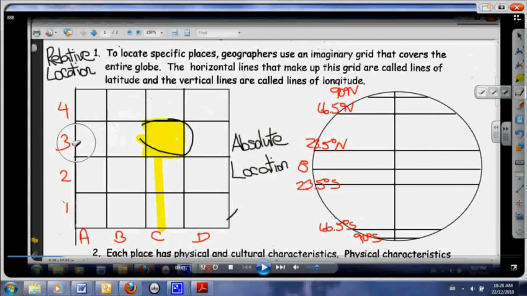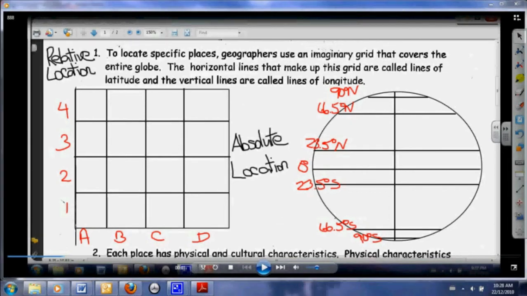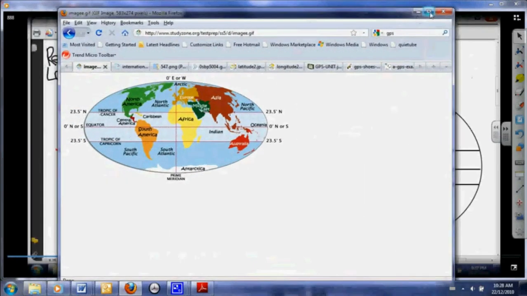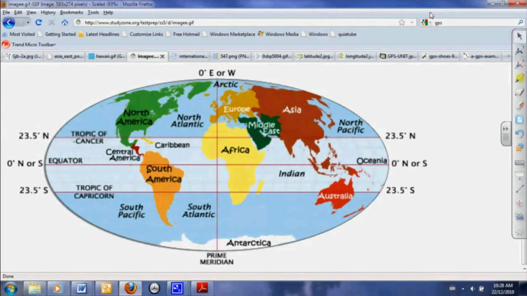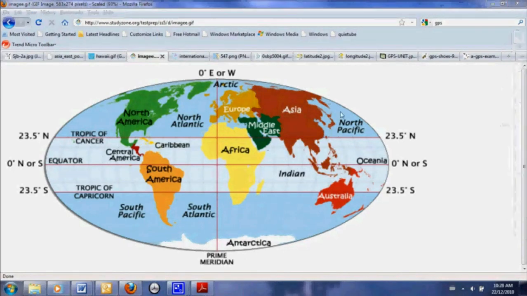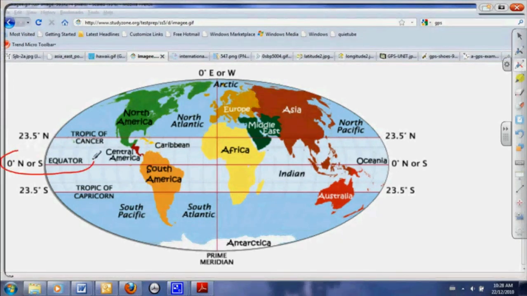Now, what about something that's even more accurate than that? Well, we have absolute location. Now, on the right here, I've identified the major lines of latitude, and I've only put the numbers though. We actually need to label those. So let's do that. Here's my diagram. Now I'll make it a little bit bigger, but what you need to do is, and I'll walk you through this, is to label all of the major lines of latitude. So let's start at the equator, the easiest part. So there's your equator, 0 degrees north or south.